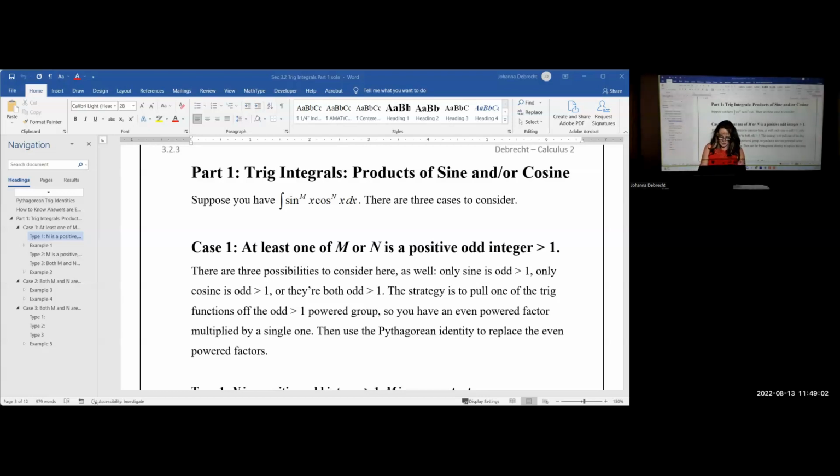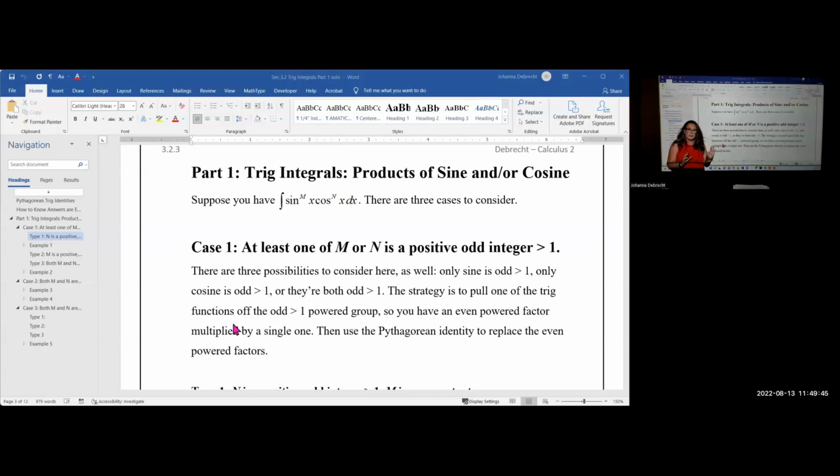So again, looking over here off to the side, in the left navigation pane, you'll see that case 3 is the case where they're not the same argument. So now we have 3 cases to consider. Case 3 is going to involve something where the arguments may not be the same. So now we're looking right here at case 1. At least one of the powers on either sine or cosine is a positive odd integer bigger than 1. So at least one of them is 3, 5, 7, 9, 11, 13, odd and bigger than 1.